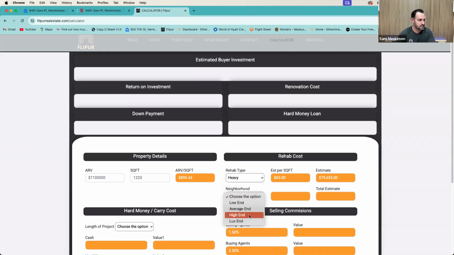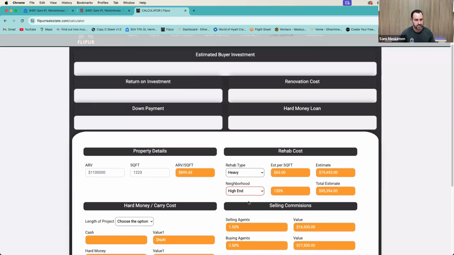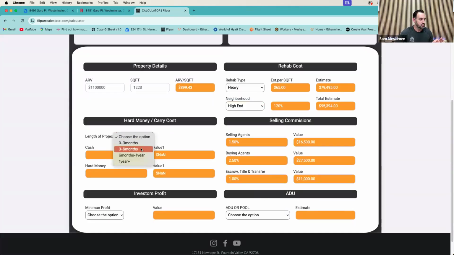Most of these rehabs are going to be, you know, in Orange County, especially nicer pockets of LA, nicer pockets of Riverside. You're going to be heavy, high end is very, very common. But you can typically tell if the house needs a lot of renovation, it's always heavy. And most of the houses that we do are going to be high end. Length of project, 0 to 3 months, or 3 to 6 months, 10%, and no ADU. I'll give you this calculator so you can go over it and get this understanding a little bit more in depth. But just so you know, most projects are 3 to 6 months. Most profit for investors is right around 10%.